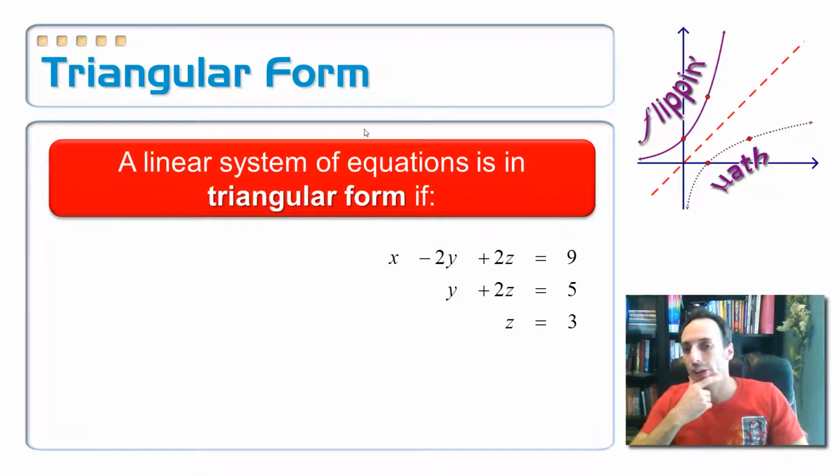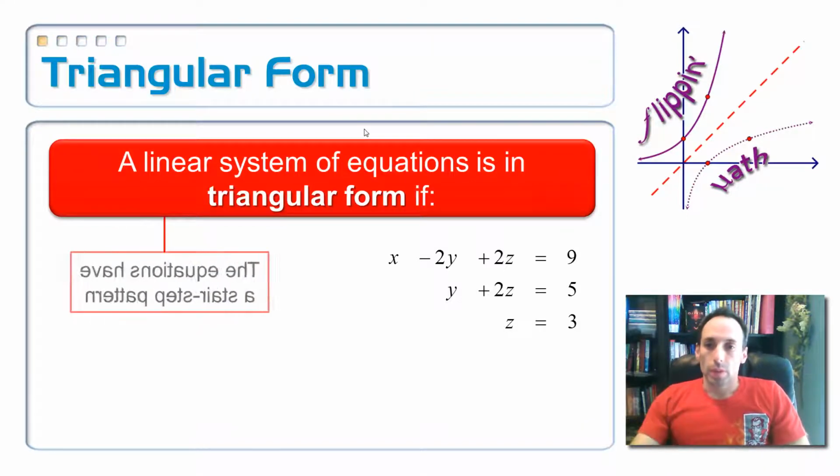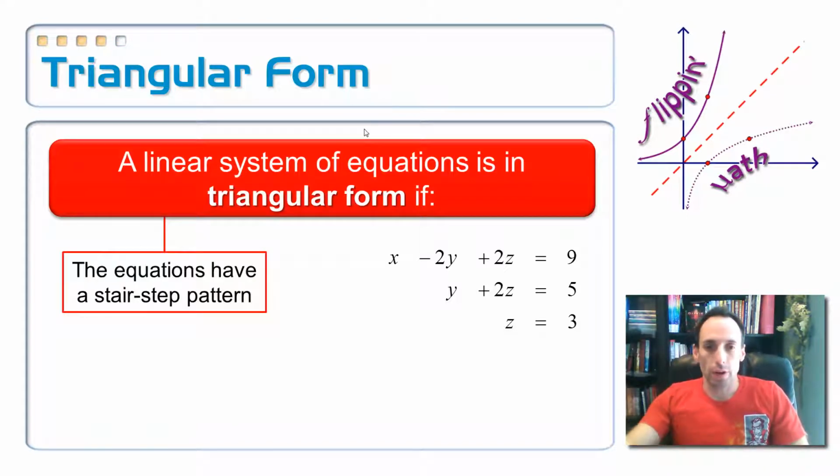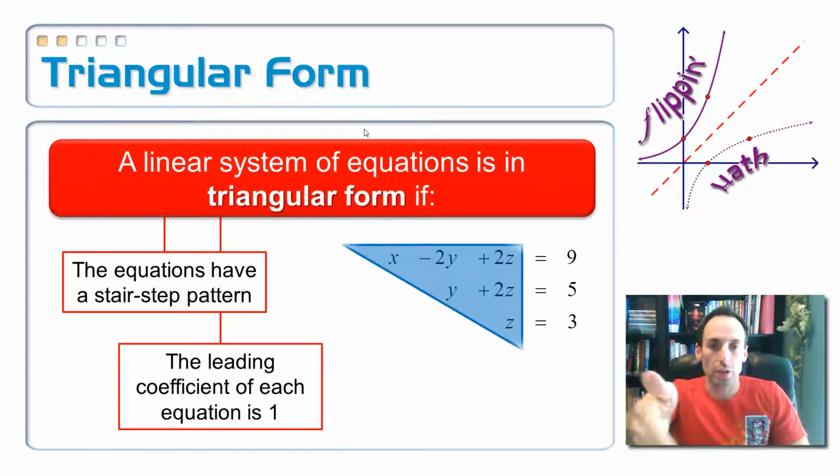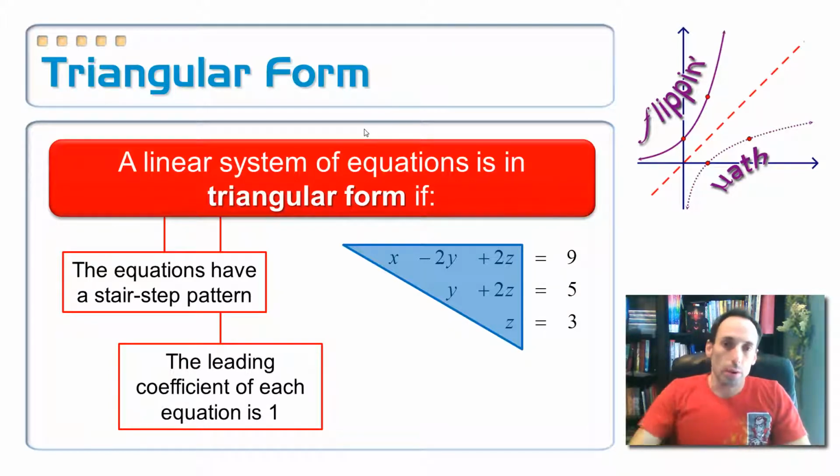So here is what triangular form is. The equations have a stair-step pattern, right? I've got 4 things on the top one, 3 things on the next one, and 2 things on the bottom one, right? Okay, and the leading coefficient of each of the equations is 1. It's called triangular form because you can see over there on the left-hand side it makes a triangle. And we saw how easy these things were to solve if it's in triangular form. Okay, so the question might be, well, how do I get it into triangular form then? If I have one that's not in triangular form, how do I put it in that form?